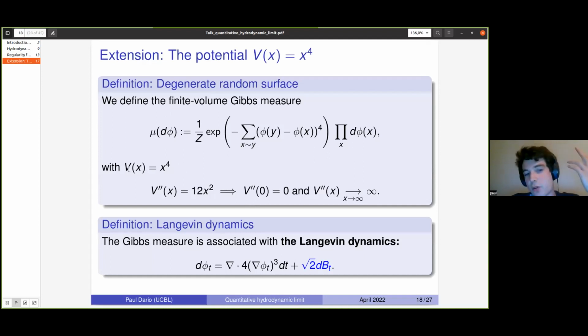Of course, V(x) = x^4 means that the second derivative is 12x², so you have two problems: the second derivative is equal to 0 at 0, and it goes to infinity at infinity. If you compute, it's very easy: the Gibbs measure is associated with the Langevin dynamics, which has a similar form. We used to have V prime, so here you put V prime with V(x) = x^4, so 4 times the gradient of φ_t cubed.